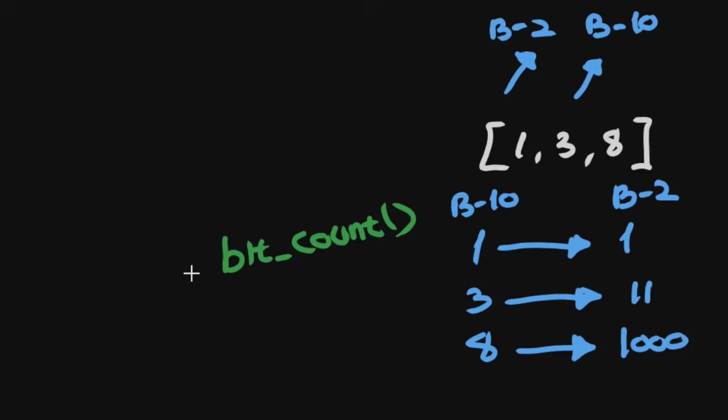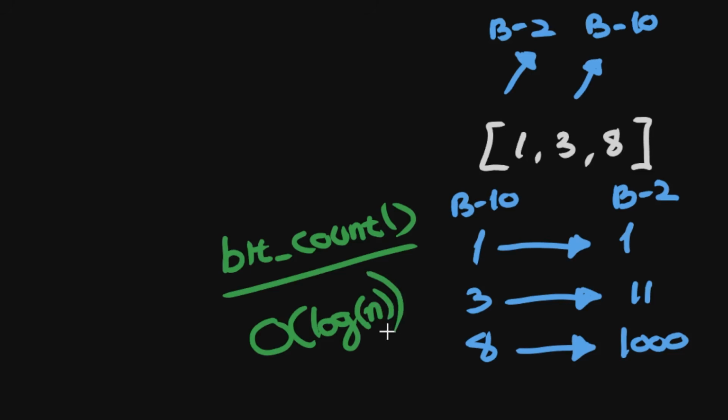Then we can do 3.bit_count and the result here is 2, which corresponds to these 2 set bits. And the result for 8.bit_count is 1, which corresponds to this set bit. And this runs in big O of log n time complexity, by the way.